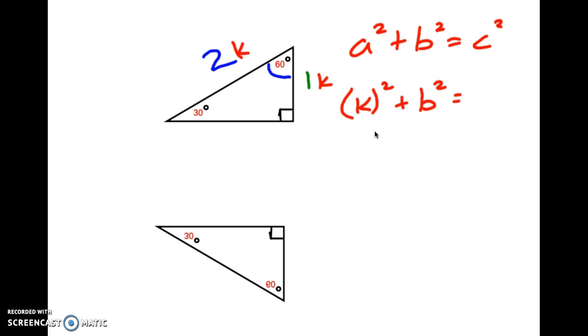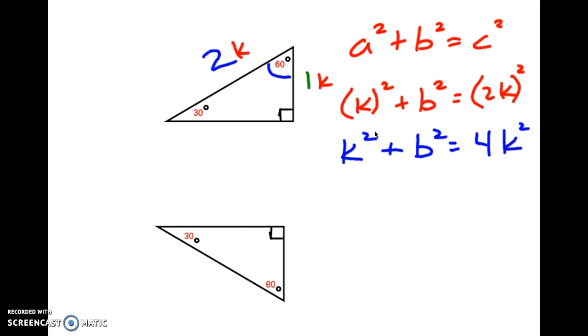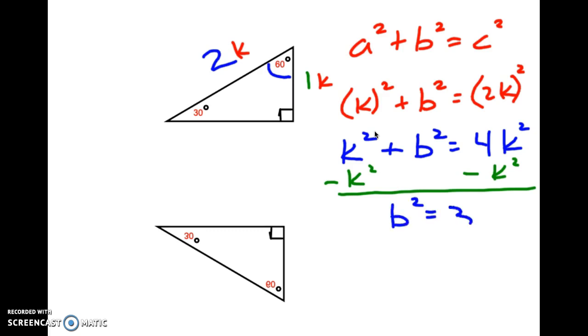We're going to look for the long leg, the b squared. And the hypotenuse was 2k squared. If we do the math on this, this is k squared. Still looking for the b squared. The 2k squared will give us 4k squared. Subtract the k squared from both sides. We'll end up with 3k squared.